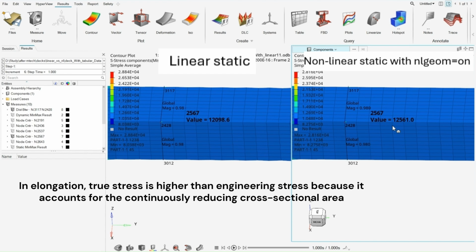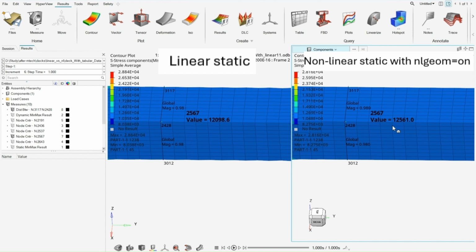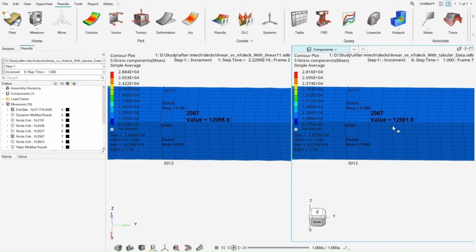So whenever we want to calculate the true stress, we can use the nonlinear static, and in most cases we are using that, the nonlinear static. But that doesn't mean we shouldn't use the linear static.